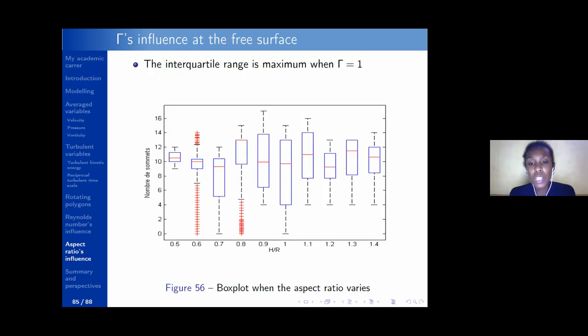For the signals we obtained with the variation of the number of corners, this plot shows that the characteristics of the signals vary when we vary the aspect ratio gamma. And for gamma equals 1, the interquartile distance is maximum. That means that when gamma equals 1, we have the most types of polygons.